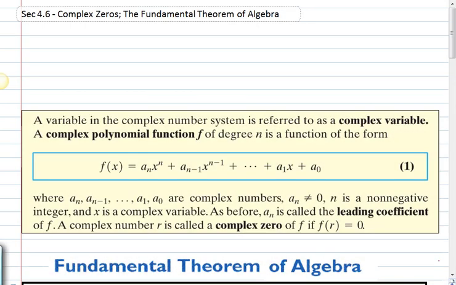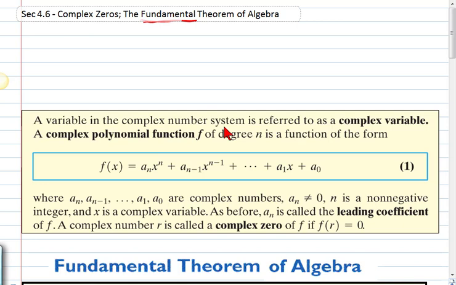Section 4.6 is going to give us the missing piece of the puzzle that we need to be able to do everything that I want you to do with polynomial functions. So we're going to be looking at complex zeros and the fundamental theorem of algebra. Anytime you see the word fundamental in something, it's probably pretty important.